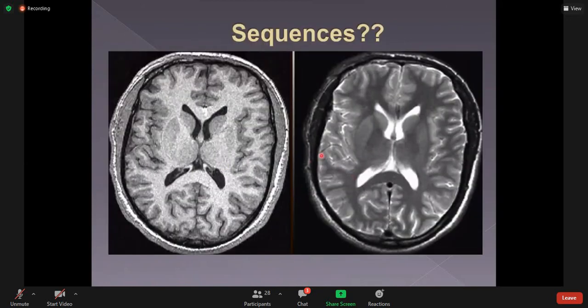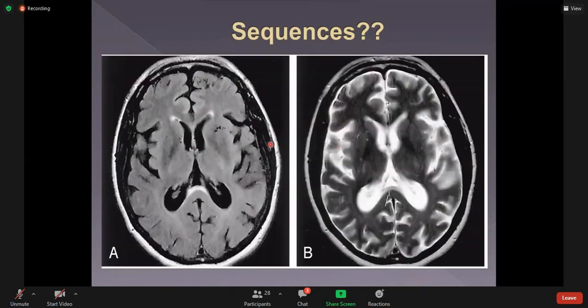So now, sequences. Fluid is black, fluid is white. White matter is white, gray matter is dark. Which one? First sequence is T1, this is T2 weighted images. Very good. Sequences. The fluid is black, fluid is white. White matter is dark. So which sequences? FLAIR and T2 weighted images.